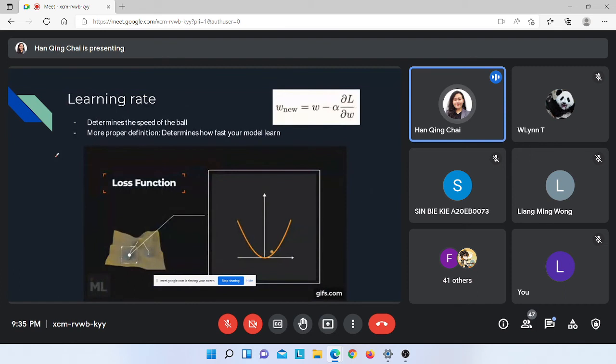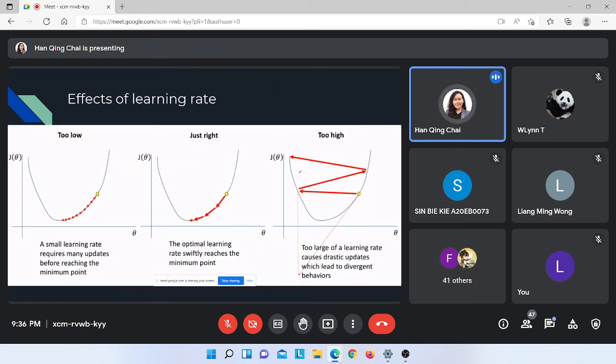So going on next, the learning rate. It determines the speed of the ball. So if you remember this part, the learning rate depends on how fast your model learns. So the ball's moving rate, you see, the speed, whether it's fast, it's slow, it's jumping, or you're going to use gradient descent, right? One of the optimizers, loss is going to affect. And then based on learning rate and optimization, we're going to adjust the new weight to improve the performance.